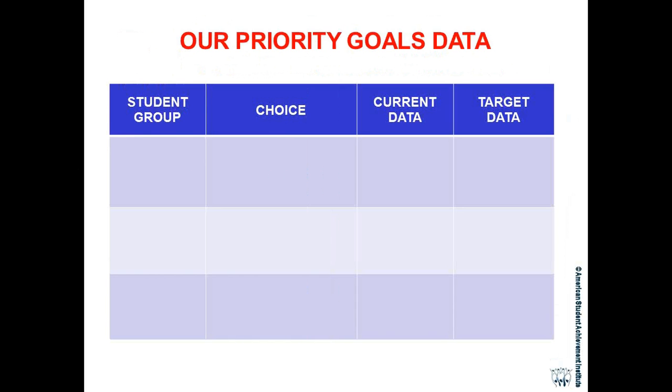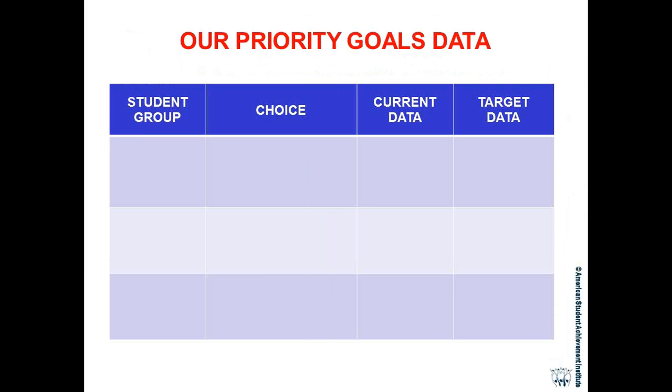So, okay, you're deciding how many are we going to add in? And then we want to establish a data target for those goals. So what's the student group? What's the choice that we want those kids to make? What is the current percentage of kids making that choice? And then what is the target percentage?